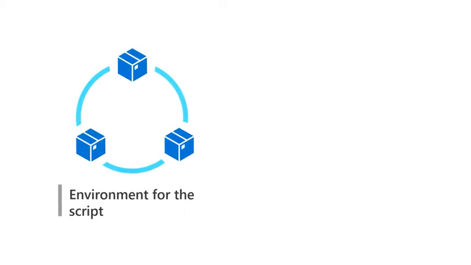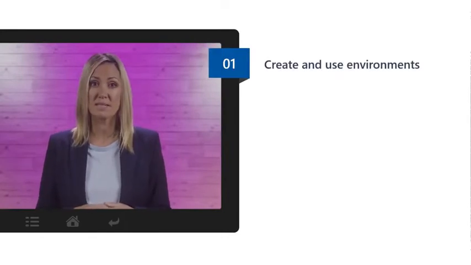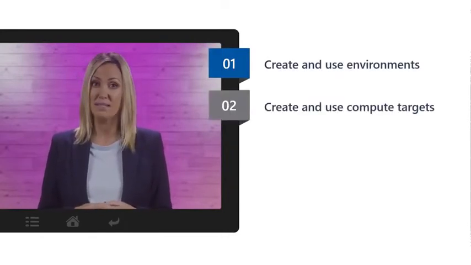Hello. In this lesson, you will learn how to work with compute in Azure Machine Learning. In Azure Machine Learning, data scientists can run experiments based on scripts that process data, train machine learning models, and perform other data science tasks. The runtime context for each experiment run consists of two elements: the environment for the script, which includes all packages on which the script depends, and the compute target on which the environment will be deployed and the script run. In this lesson, you will learn how to create and use environments and create and use compute targets.